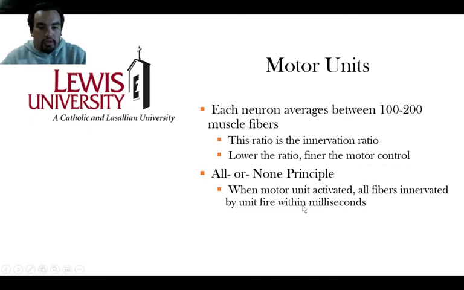And there's an all or none principle with it. So when that motor unit is activated, all the fibers innervated by that unit fire within milliseconds. Okay, so what that means is whether it's 100, 200, or 5, right? Once that action potential crosses, boom, it activates, twitch happens, and all the muscles that are innervated by the neuron fire as well.